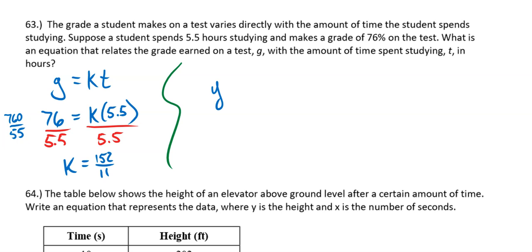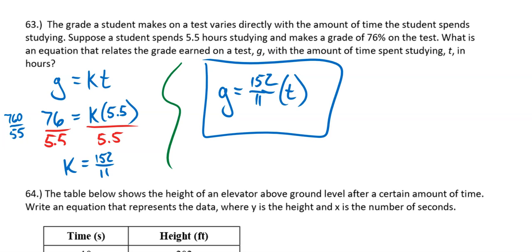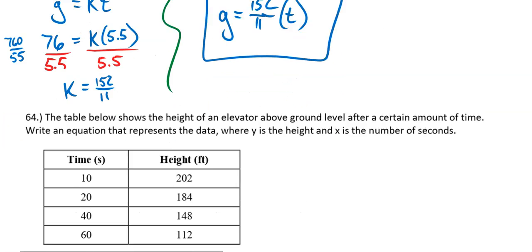So y equals, in this case, g equals, the grade equals 152 over 11 multiplied by t. That is the equation, and we could find out more values. We could say, if I want to get 100%, plug 100 in for g and solve for t, figure out how much studying time you would have to commit.